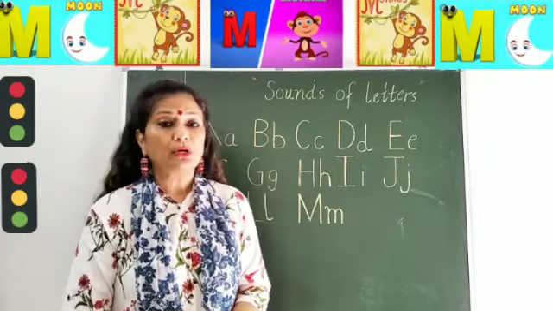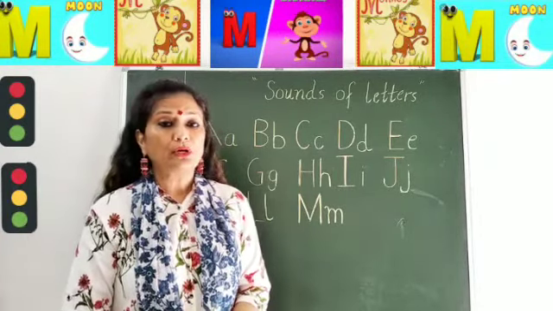M for a mango, M for a mouse, M for a mug, M for a mobile. This is my mobile. Can you see it? And M for a monkey. M is simple to write. It can be written with the help of two standing lines and two slanting lines. We will learn M in a very simple way.